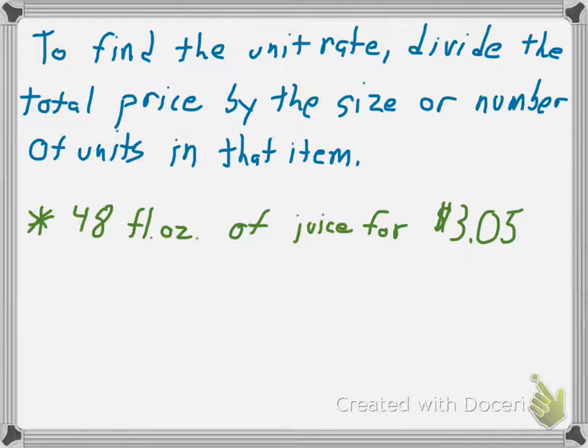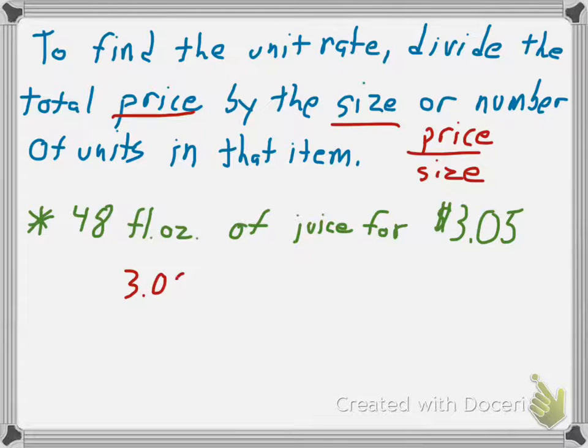To find the unit rate, we divide the total price by the size or number of units. So if we're going to find the unit rate, we need to divide price divided by size. So I want to find the unit rate. If I have 48 fluid ounces of juice for $3.05, I'm going to start with the price, $3.05, and then I'm going to divide by the size, 48 fluid ounces.